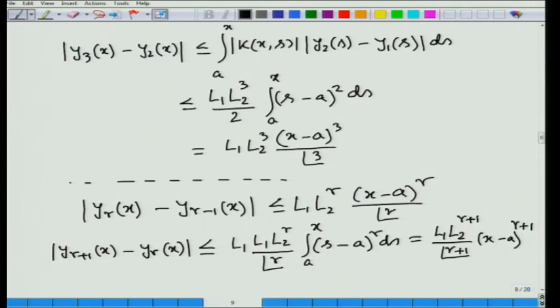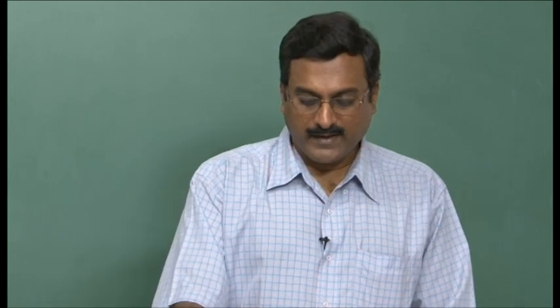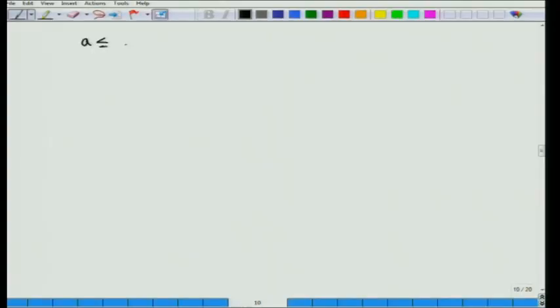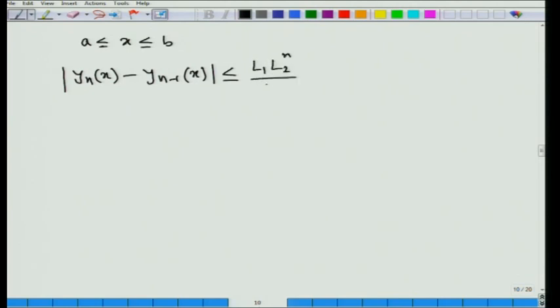So, that means this result is valid for all positive integral n. Now, we have to keep in mind that this condition is satisfied, that is x always lying between a and b. So, once x is less than or equal to b, we can write for n, that is y_n(x) minus y_{n-1}(x), we have proved this will be less than or equal to L1 L2^n divided by factorial n multiplied by (x minus a)^n.